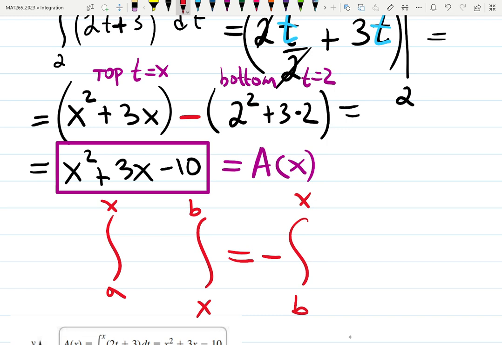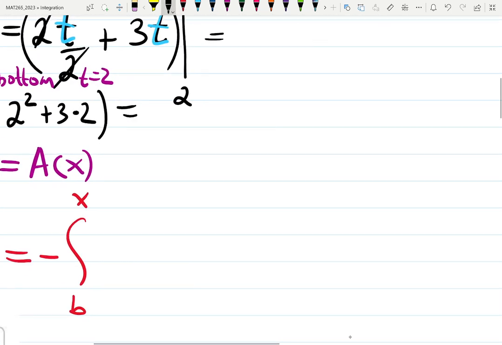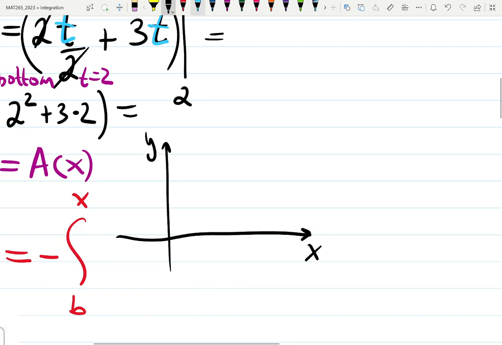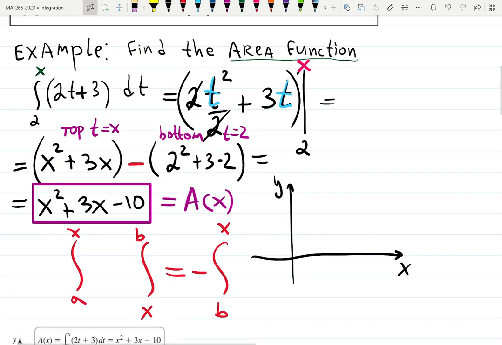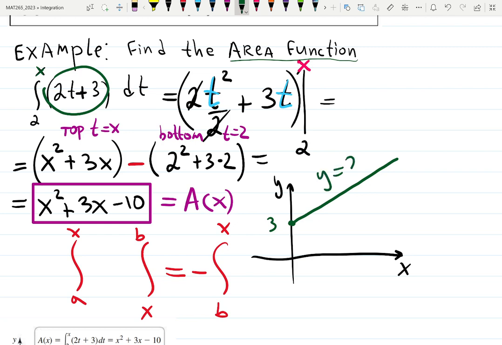Also very interesting. Let me draw a graph for you to show you that it is indeed very interesting. Here's the graph, x to y, and I'm going to draw the area below what we're looking at, 2t plus 3. Draw a line, 2t plus 3. At 0, it is 3. At 1, it is 5. And that's how you draw a line, right? You need just 2 points. 2t plus 3. And then they ask us to find the area from 2 over here to x.